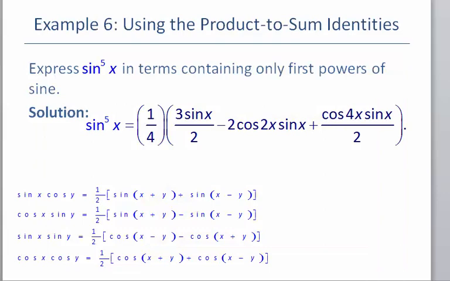Our example asks us to express sine x raised to the 5th power in terms containing only first powers of sine. If you recall, we have looked at this problem previously. We worked it in the first lecture presentation for section 7.3. The answer that we came up with at that point is given here on the slide. So what we want to do now is look at our answer and see whether we can further simplify this answer using these product to sum identities.